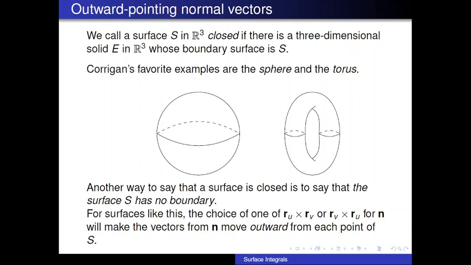Okay, so for surfaces like this, we can really talk about outside and inside in a well-defined way. And so the choice of one of those vector fields, either r sub u cross r sub v, or the other way around, r sub v cross r sub u, one of those choices will have that those vectors n will point outward. And so we'll call those the outward pointing normal vectors. Okay?